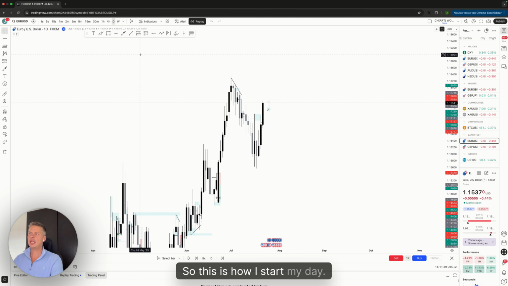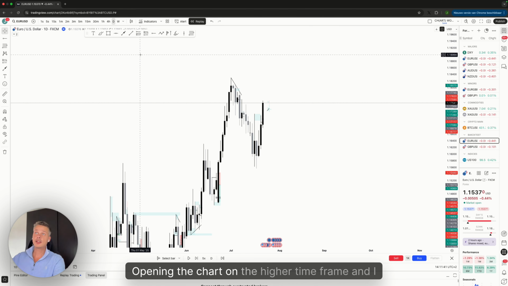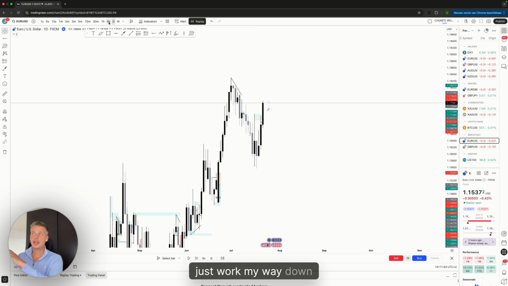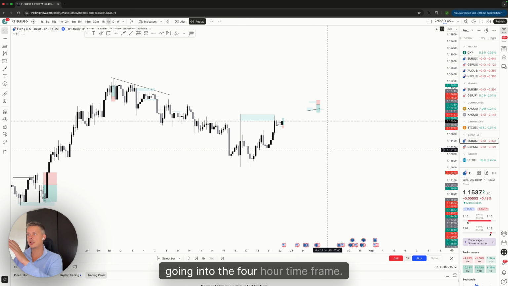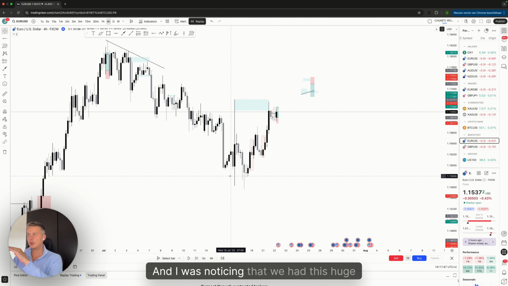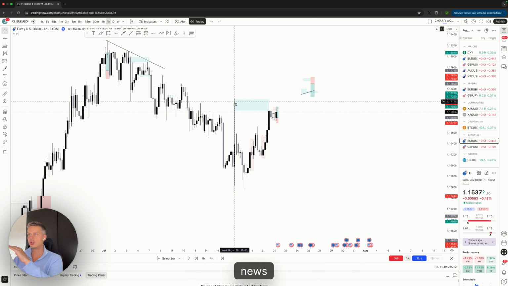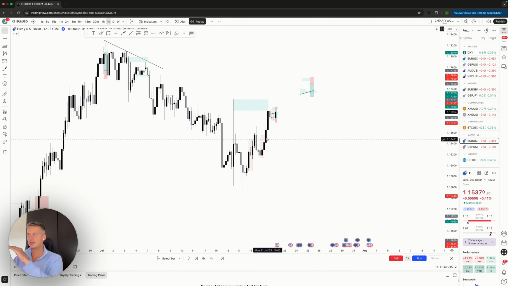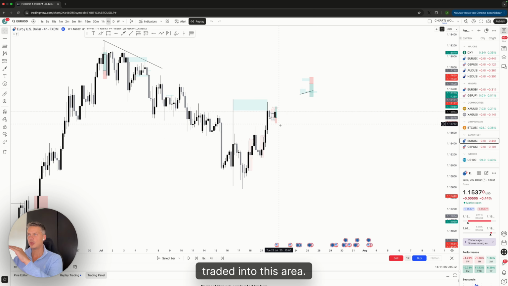So this is how I start my day, opening the chart on the higher time frame, and I just work my way down, going into the 4 hour time frame. And I was noticing that we had this huge news wick over here, and slowly price traded into this area.